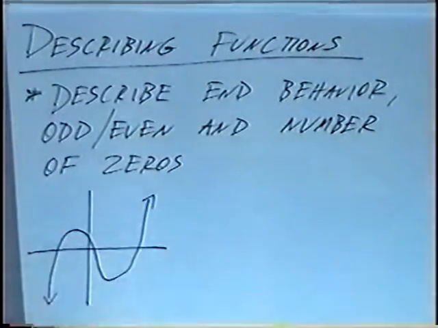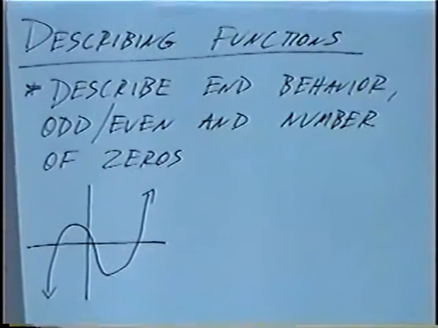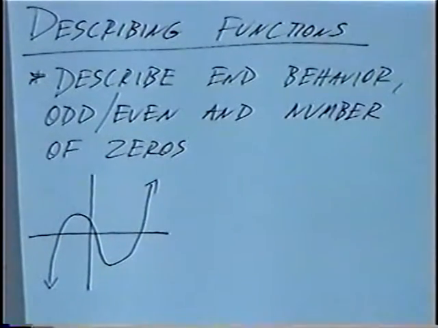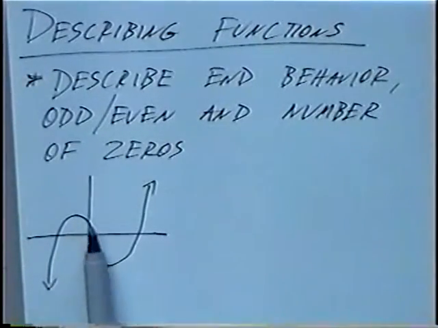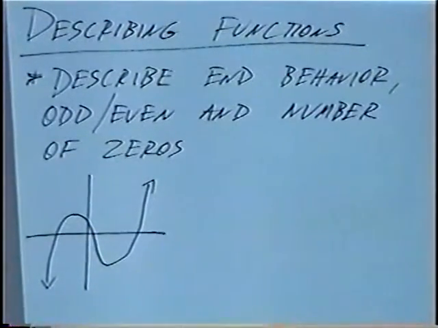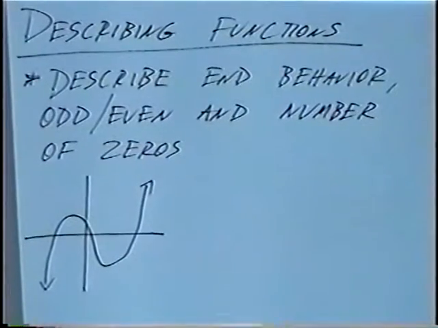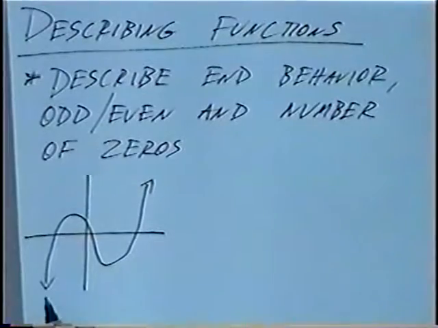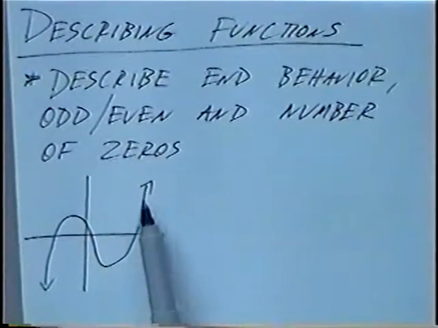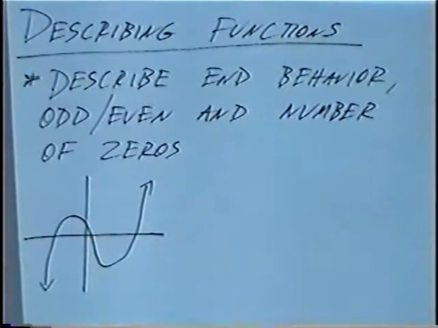First graph will look like this. This graph is also known as an S-curve. Starts at the bottom left, curves 2 times, and points up to the top right. For this graph, again, we'll describe it in 3 ways. We'll describe the end behavior, which again is the left side and right side of the graph. We'll describe if it's odd or even, and we'll also state the number of zeros for the graph.